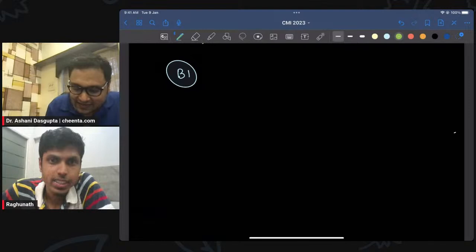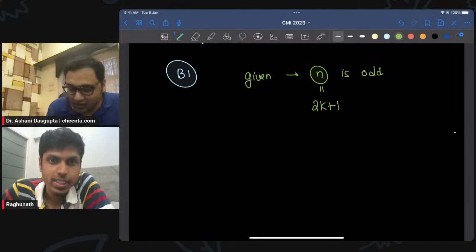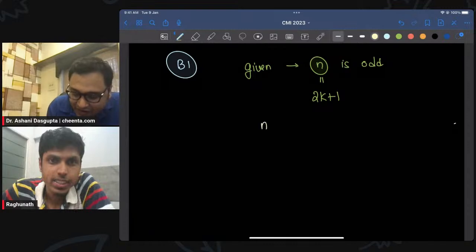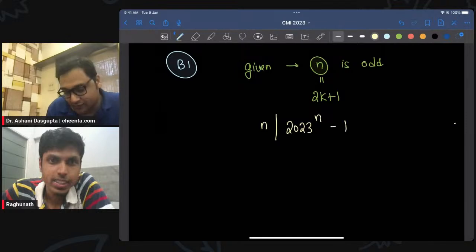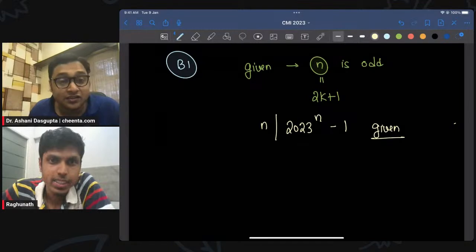So the first problem is like this, that if you have, it's given that n is odd. N is an odd number, so maybe it's 2k plus 1. It's of the form 2k plus 1, and it's given that n divides 2023 raised to the power n minus 1. This is also given. Okay, so n is odd and n divides 2023 raised to the power n minus 1.